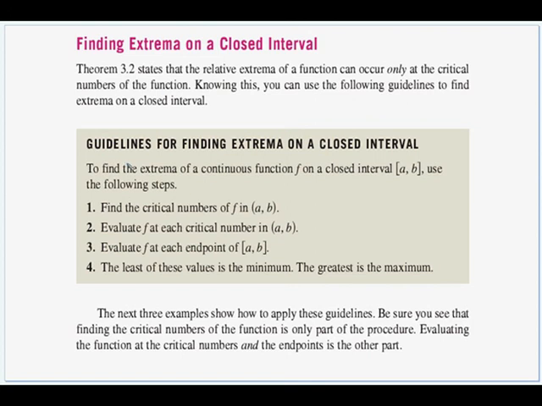And we're going to end this first video here. I don't want to make them too long, so we're going to pick up in the second video with finding extrema on a closed interval.